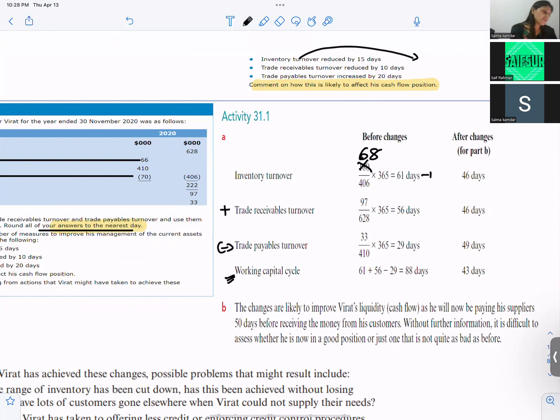The inventory turnover ratio is to be reduced by 15 days. So you will minus 15 days. 61 minus 15, you get 46. Trade receivable turnover ratio reduced by 10 days. Trade payable turnover ratio increased by 20 days. So you get the new working capital cycle ratio. Are you with me?